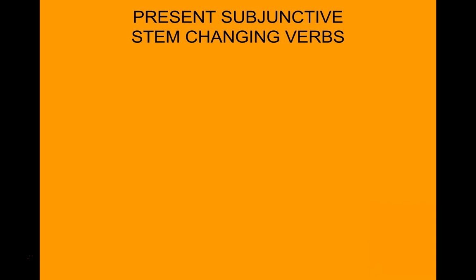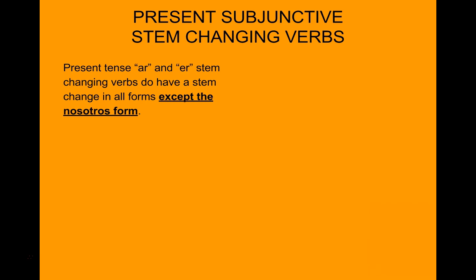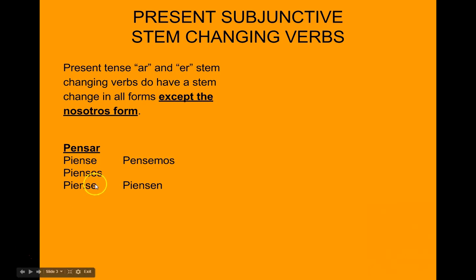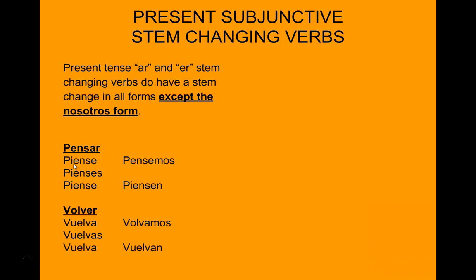So the one tricky thing is stem changing verbs. Present tense, AR and ER stem changing verbs have a stem change except in the nosotros form. Pensar, for example, is a stem changing verb, and it is an AR verb, so the nosotros form does not have the stem change, but the others do. The stem change being an E to an IE. Volver is an O to UE stem changing verb, and it's an ER, so that means it does not change in the nosotros form, but it picks up a UE in the others.